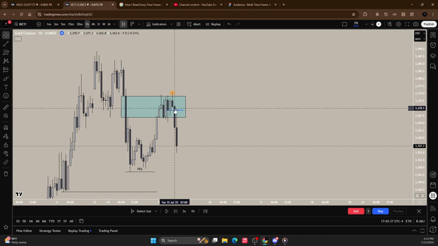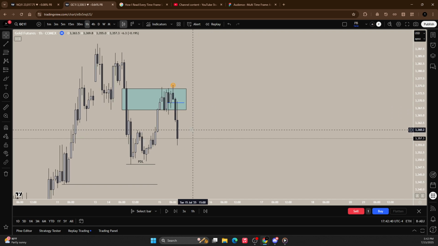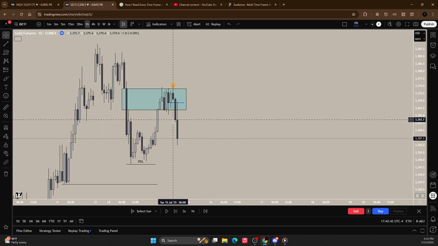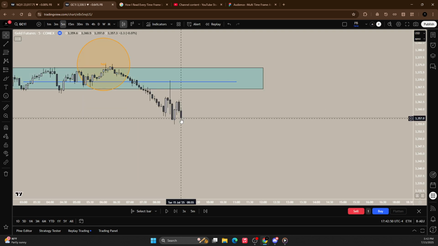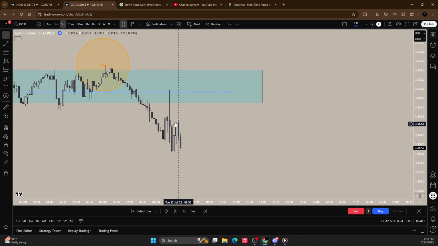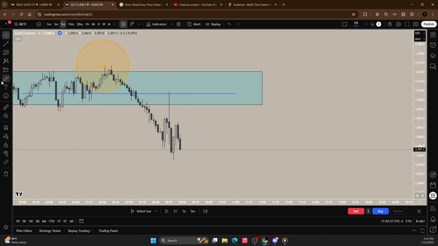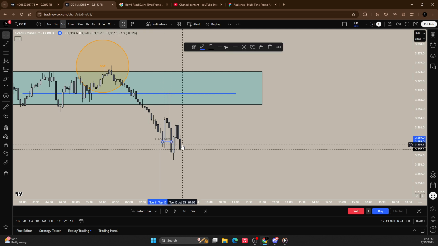Now, it retraces into this hourly CISD, we respect it, we get a close below the previous hourly candle, so we're continuing bearish, we can expect continuation. So now we can hop on the lower time frame because we did have news at 8:30 today, so it's okay to enter before 9:30. Like I said in the trade recap, news gives us manipulation, after news comes out, to get this CISD.